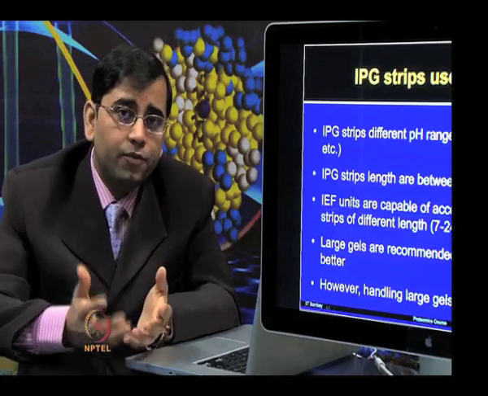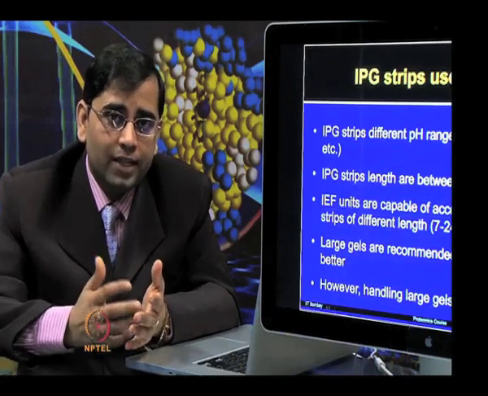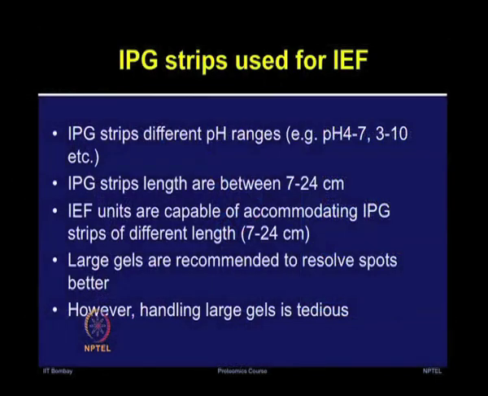Now, these IEF units or isoelectric focusing units obtained from different vendors, commercially manufactured, are capable of taking IPG strips of varying lengths. A few instruments take a flexible length from 7 to 24 centimeter. Other commercial instruments are able to take different types of trays designed for each type of strip length.